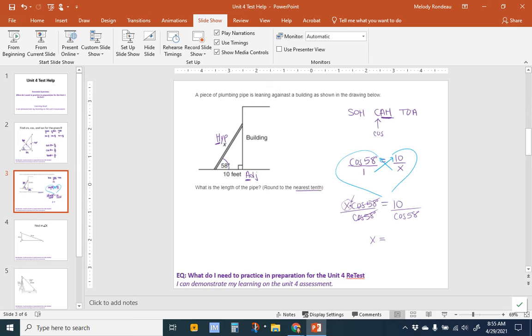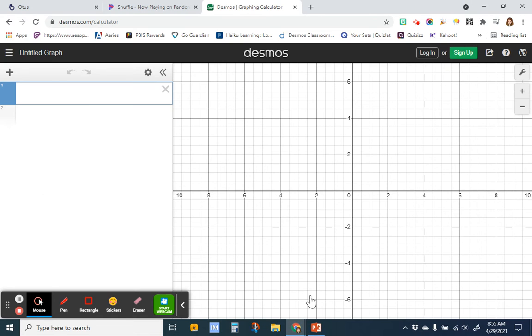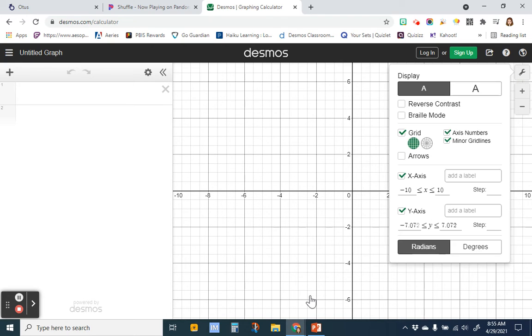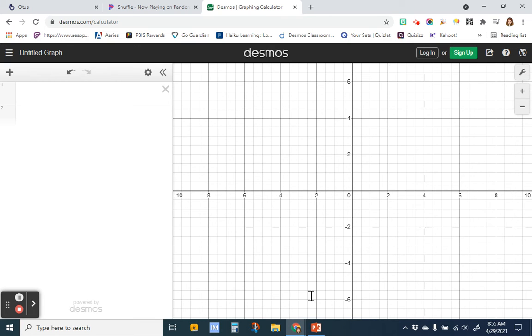All right, so I'm going to jump over to Desmos. And the first thing here that I'm going to do is double check my settings in the top right corner. The graph settings, I'm going to make sure that I'm in degrees. Once I'm in degrees, I'm good to go. Then I'm going to go back over here, and I wanted to do 10 divided by, and then I believe that was cosine.